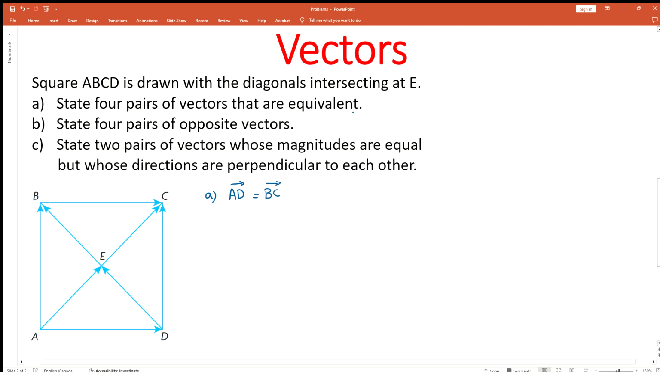In this square, side AB is equal in length to side DC, and these two sides are parallel to each other. Side AB is represented by vector AB, side DC is represented by vector DC. Since these two vectors have the same magnitude and same direction, these two vectors are equal to each other.